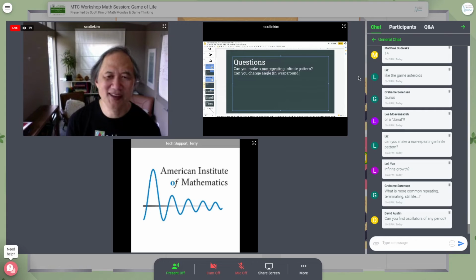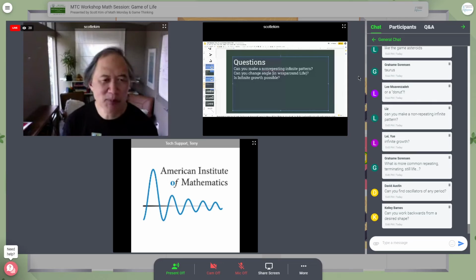Wrap around life. Someone asked, infinite growth possible? Yes, because an infinite non-repeating pattern is infinite growth. That was the first question that Conway posed. He gave a $50 prize, and it was won. And I'll show you the winning pattern in a moment, by a group from MIT that included the mathematician Bill Gosper, who became one of my mentors.